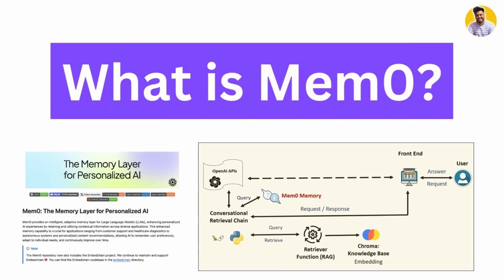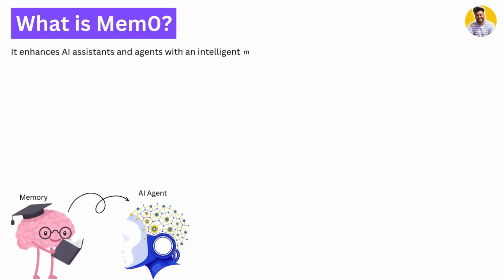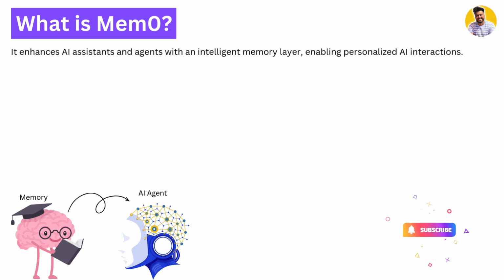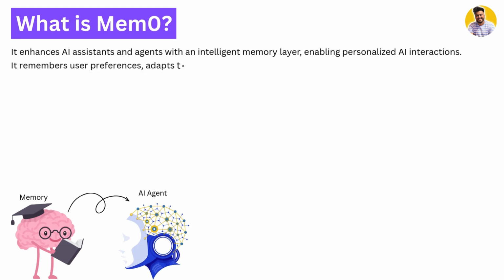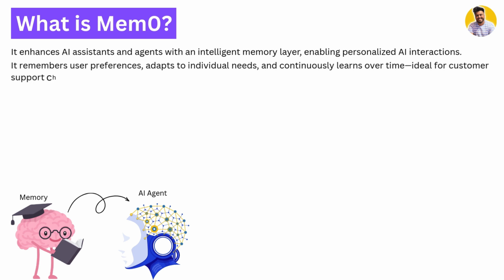First, let me tell you what Mem0 is. Mem0 enhances AI assistants or AI agents with an intelligent memory layer that enables personalized AI interactions, because it remembers user preferences, adapts to individual needs, and continuously learns over time. It is ideal for customer support chatbots, and it can also work for AI agents and autonomous systems as well.